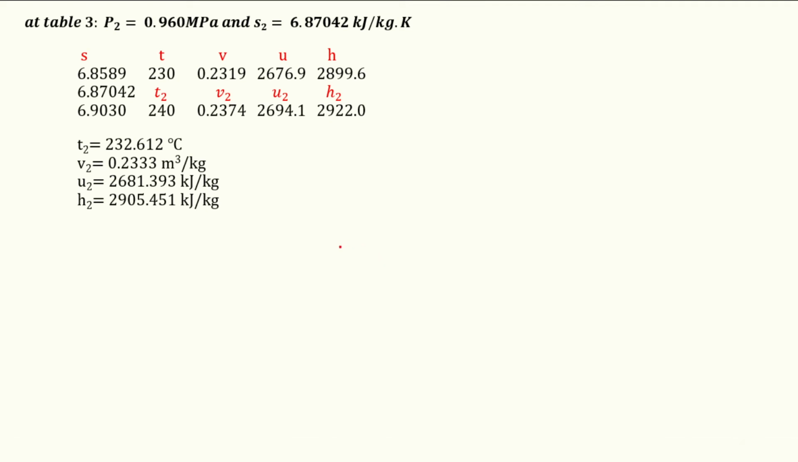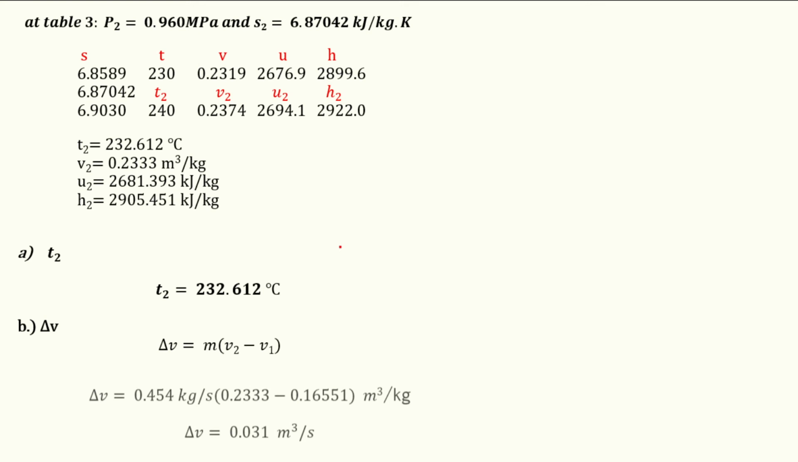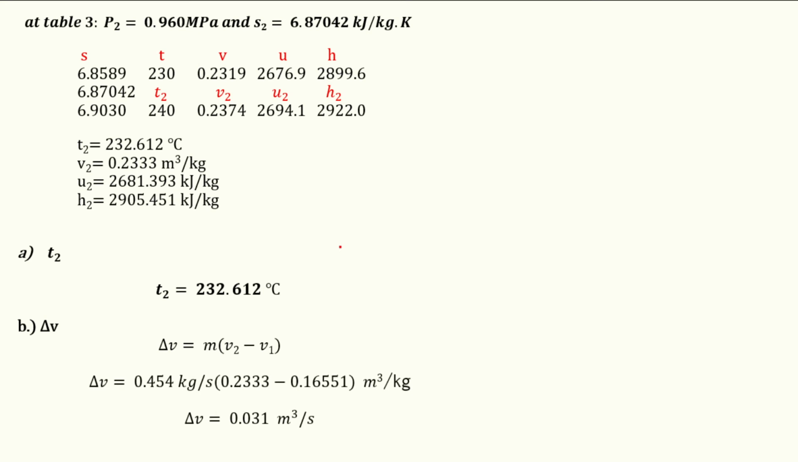So, okay na yung ating properties. Solve na natin yung required sa problem. Okay, so, first na required is T2. Nakuha natin si T2, no? T2 is equals to 232.612 degrees Celsius. Next is delta V. So delta V is m times V2 minus V1. So mass natin is 0.454 kg per second, V2 is 0.2333, then V1 is 0.16551. So cancel natin si kilogram, therefore delta V is 0.031 cubic meters per second.